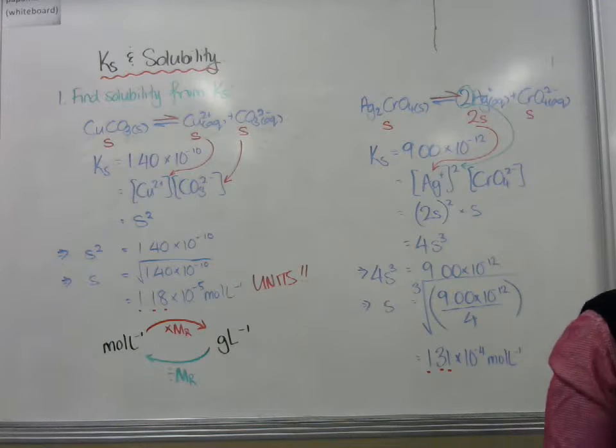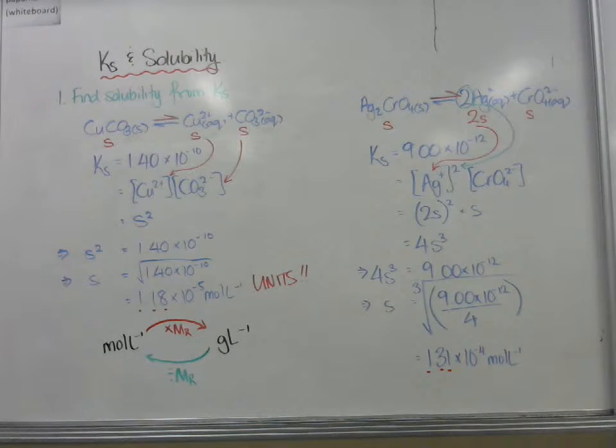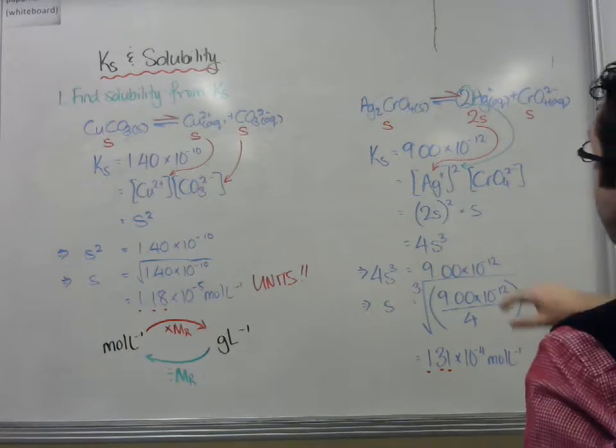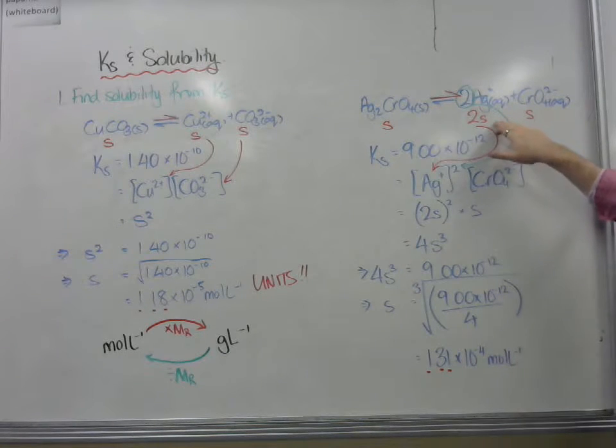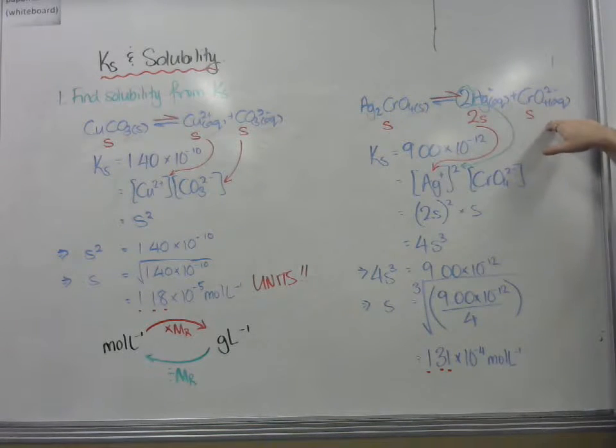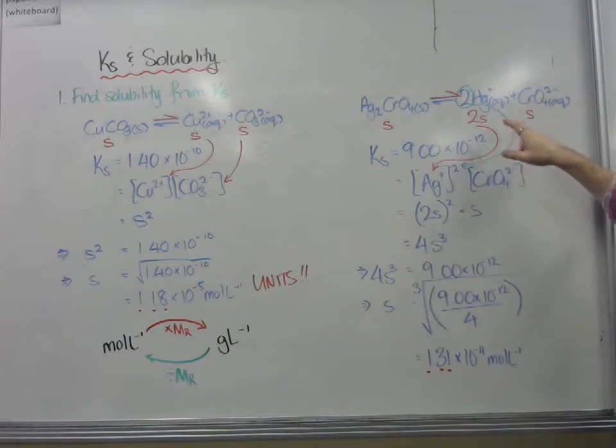So if you did do the reading last night, I'm just going to unpack the one in your book a little bit. Where it has silver chromate becoming 2 silver ions and 1 chromate ion. Again, S moles per litre will dissociate, making 2S moles per litre of silver ions in solution and S moles per litre of chromate. So we use our balanced equation to start our algebra, as it were.